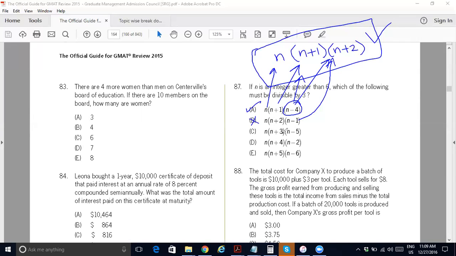Plus 3, I cannot do anything. To n minus 5, I can add a 6 to make it n plus 1. But n plus 3, I can subtract 3 to again make it n. So again, the n plus 2 term is missing here. So similarly, we can do this.